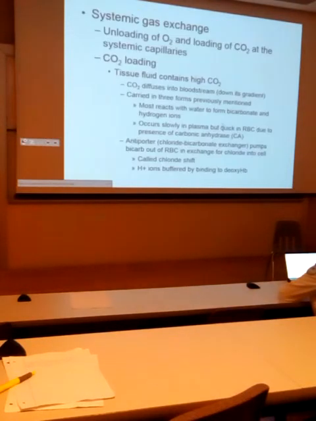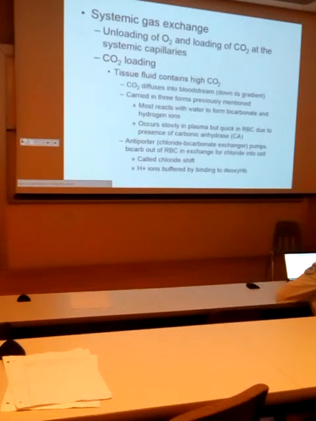All right, let me go back through my notes. CO2 loading: the tissue fluid contains high levels of CO2. CO2 will diffuse into the bloodstream down this gradient and will get carried to the lungs in the three forms we mentioned. Most of it, the bulk of it, reacts with water to form bicarbonate and hydrogen ions. This occurs slowly in plasma but quickly in the red blood cell because they have lots of that enzyme carbonic anhydrase that mediates that reaction.